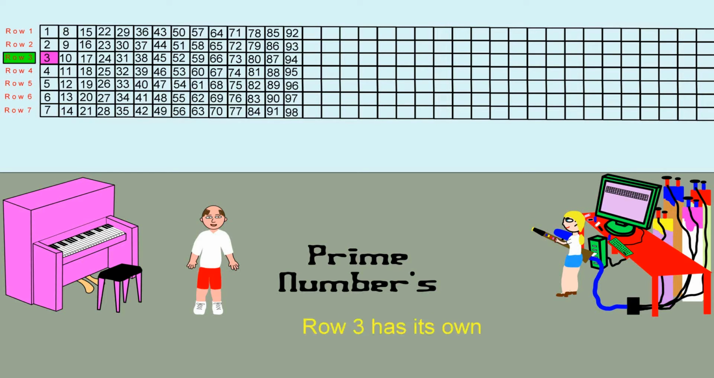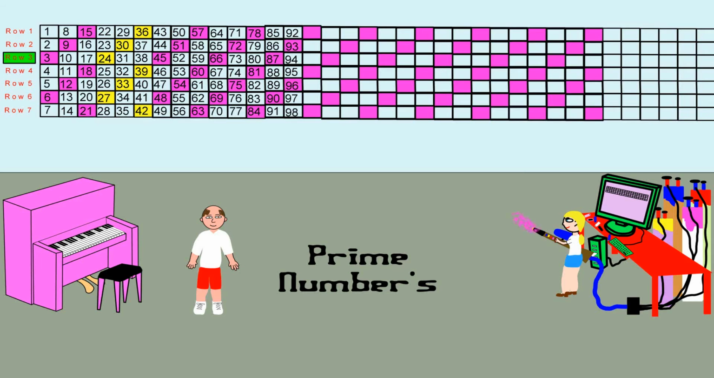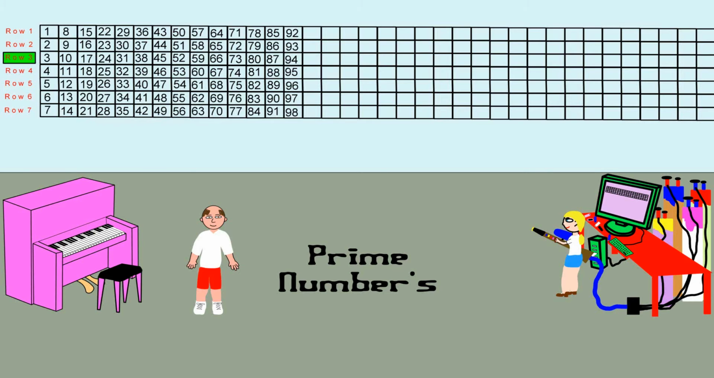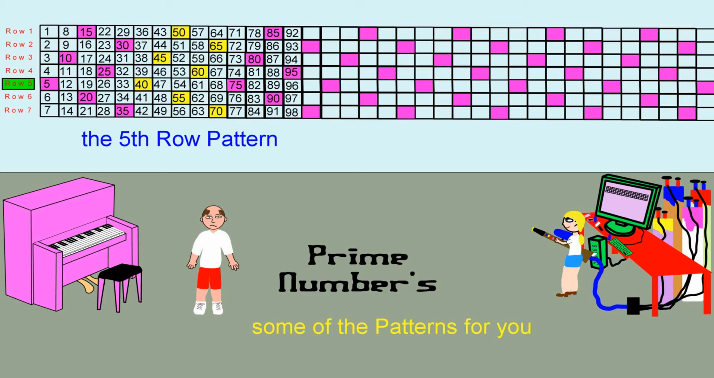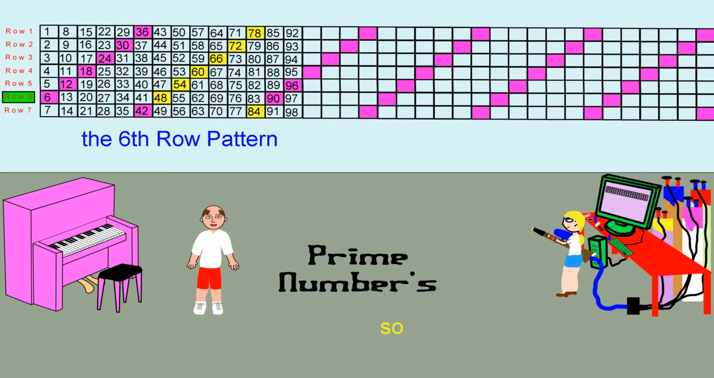Row 3 has its own unique symmetrical pattern, and every 8th multiple of the number on that row, the pattern will repeat. The 10, the 17. Claire will run some of the patterns for you. So, 7 rows, 7 symmetrical patterns, the 7 symmetries.